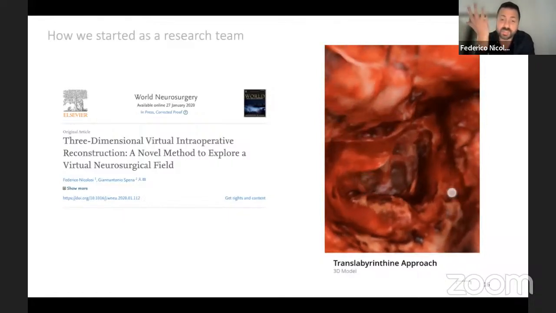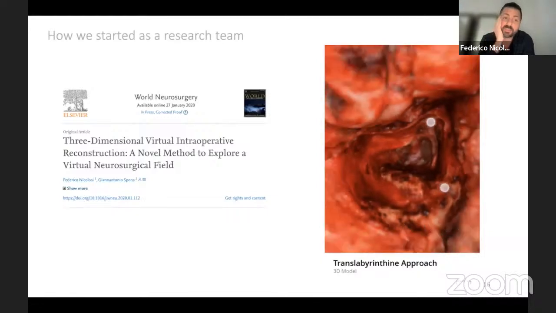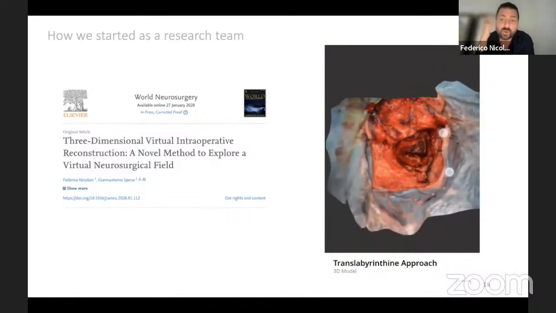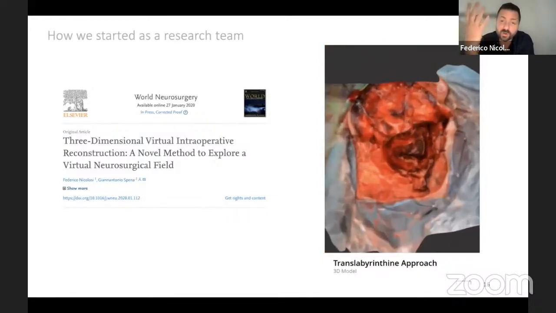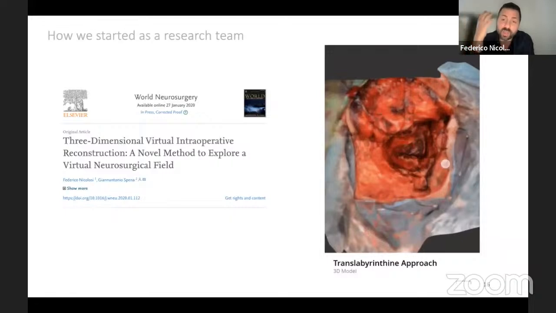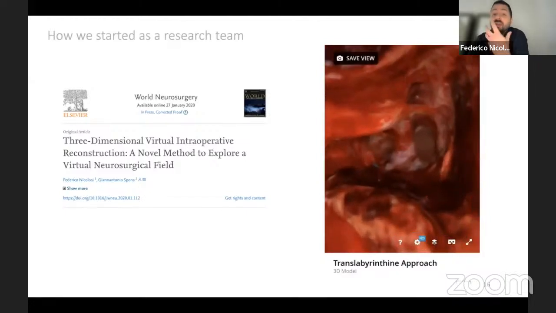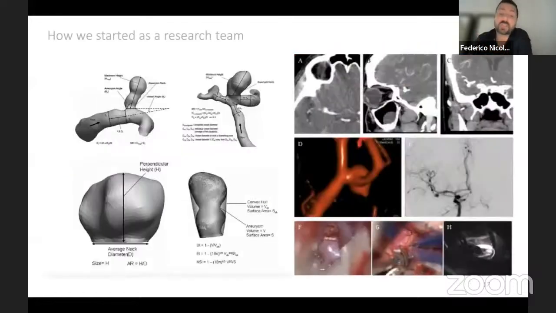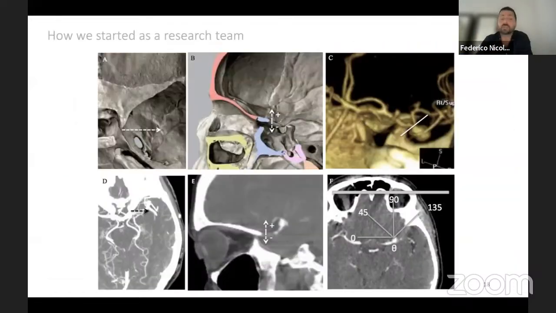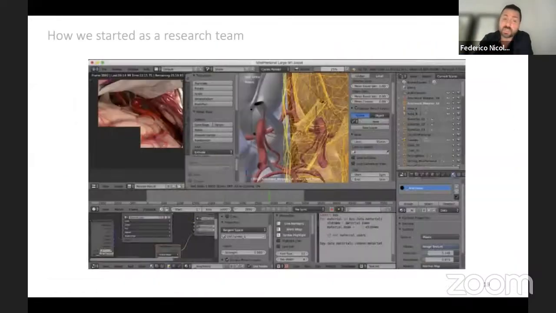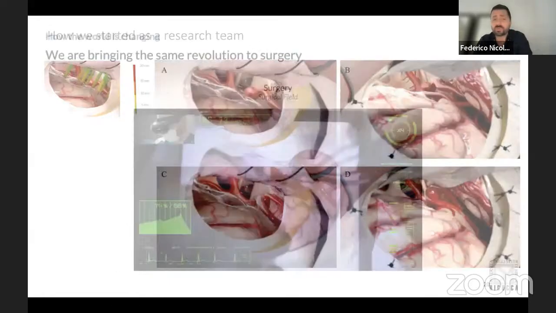So we started understanding with these first studies that we needed to train our mind before. And this was the first step, understanding that virtual reality can give you this opportunity. But this is the first step. Then you need the physical. We continued to study on the vascular, quantifying different aneurysms and different approaches, etc.